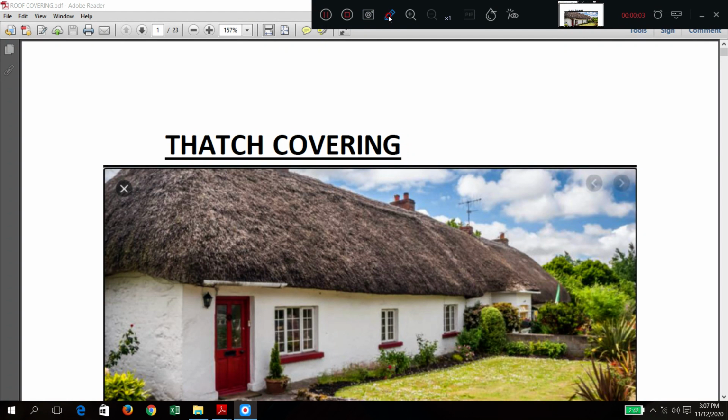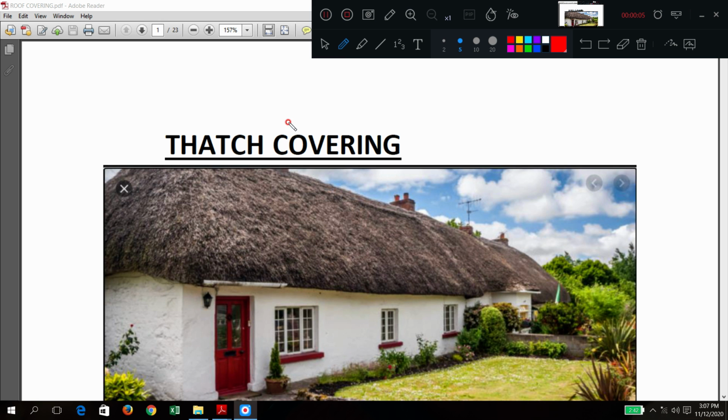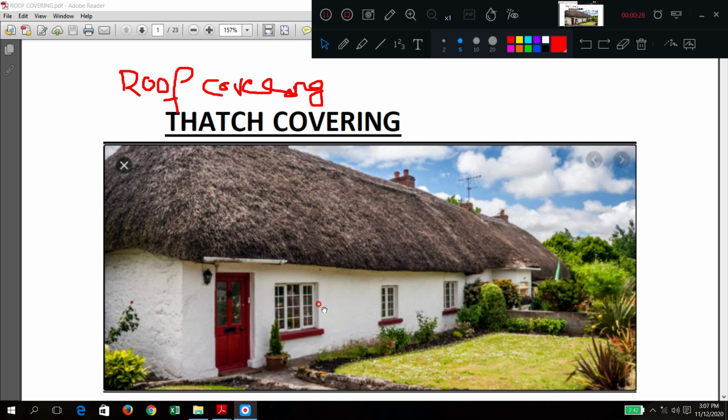Good morning, friends. In the previous class, we studied the different types of roof covering materials: their installation procedure, characteristics, and suitability, everything. But actually, I should have shown this diagram first, and then the explanation would have been better. But what to do? I collected these photos after that, but it's okay.